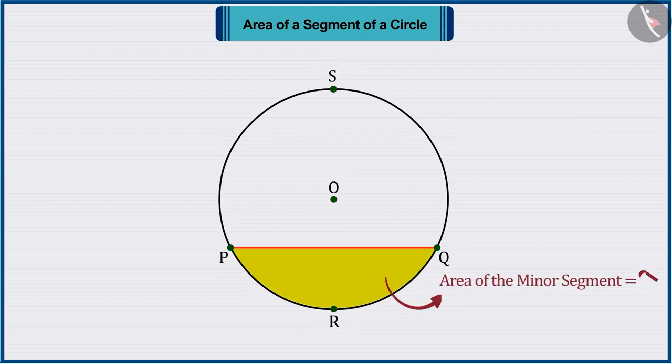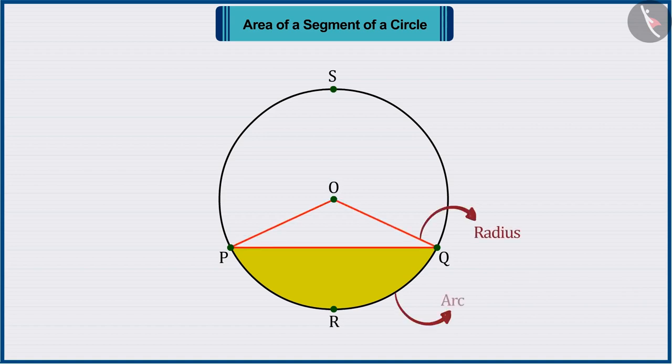Come, let's find the area of the minor segment PRQ. For this, from the center O to the chord PQ, draw radii OP and OQ, where the value of angle POQ is assumed to be theta.